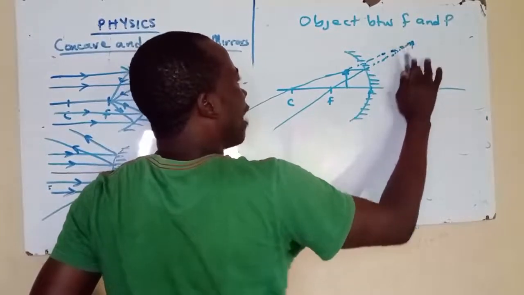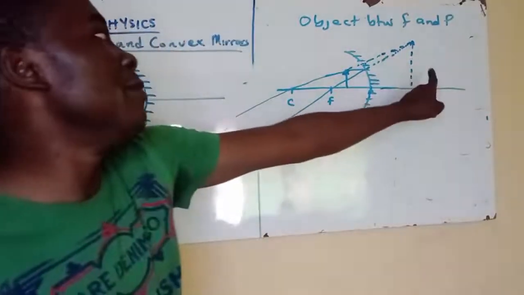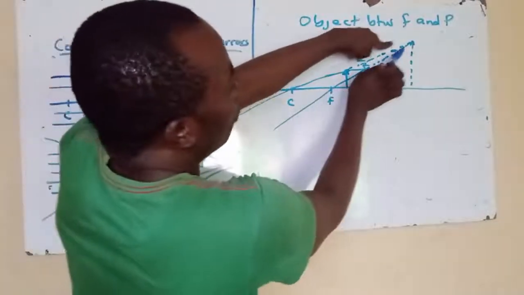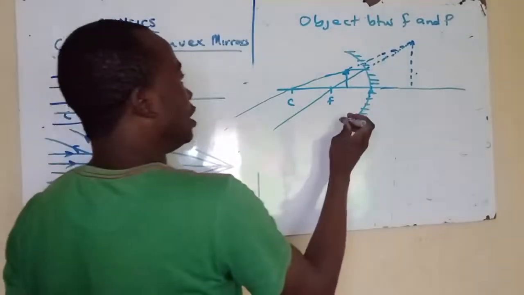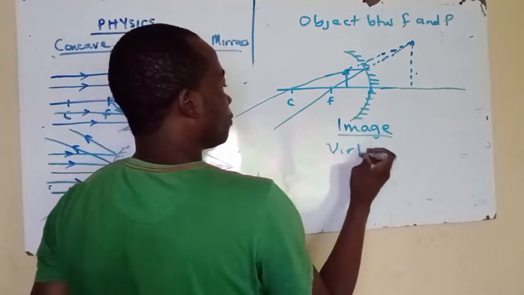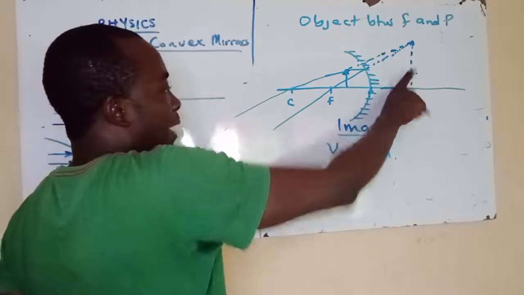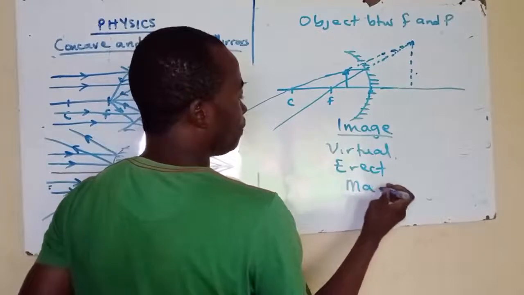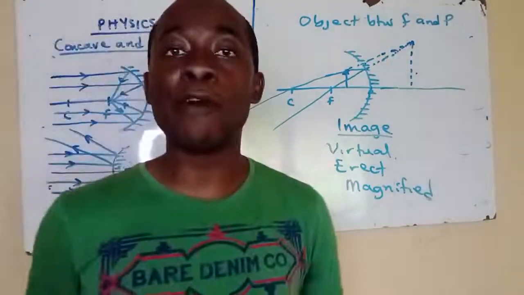it is going to be a virtual image. It's not an image that you can easily get on the screen. So it's going to be a virtual image. The point where the beams intersect is where the image will be formed. So the image will be virtual. You can see that it stands upright, so you just say erect. Then say magnified. So those are the results of the image formed on a concave mirror.